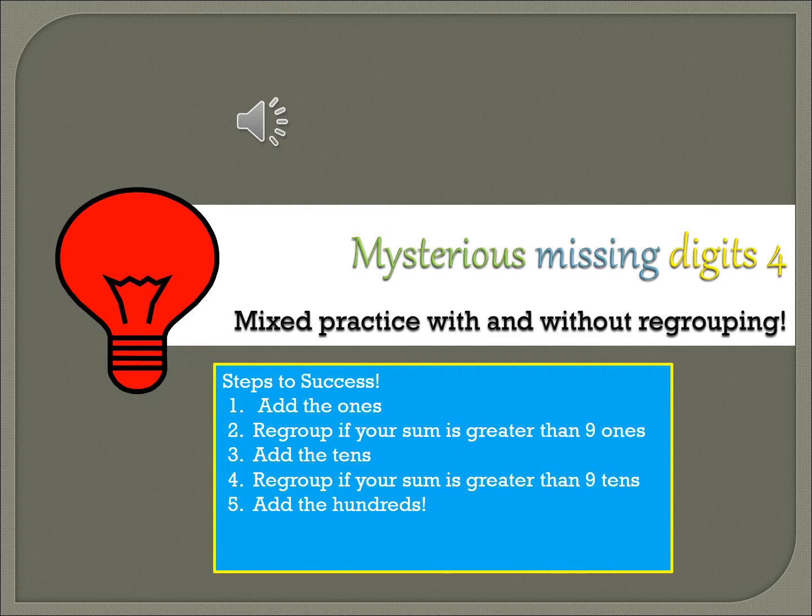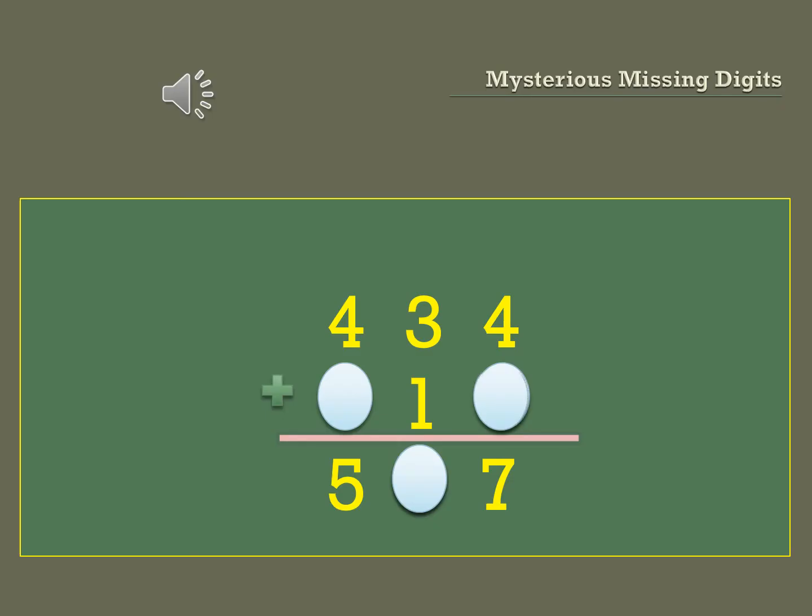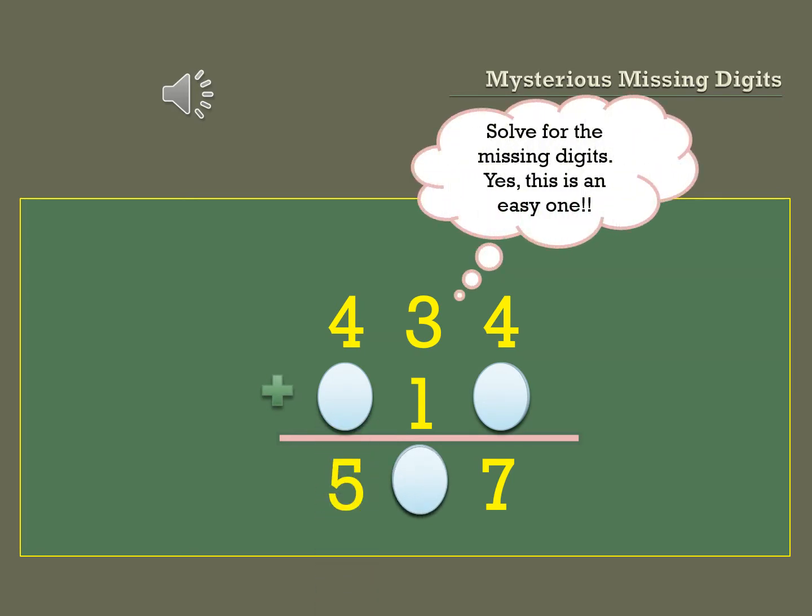So grab some paper and pencil and start your video again and have some fun practicing with the mysterious missing digits. You'll need paper and pencil to help solve these problems, so make sure you have some nearby. We're going to start off with an easy one. I want you to solve for the missing digits. And yes, this is an easy one. Pause the video. Fill in the blanks for the missing numbers. Then start your video and check your answer.